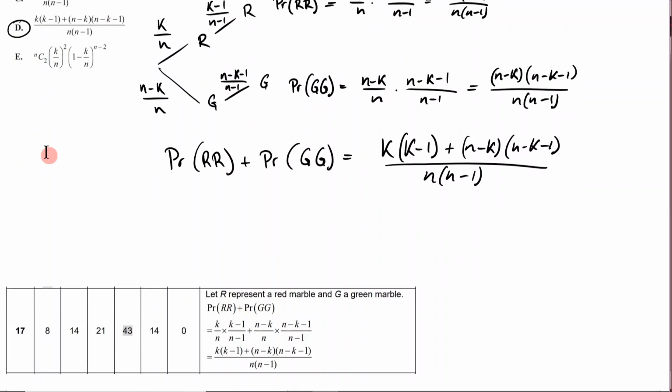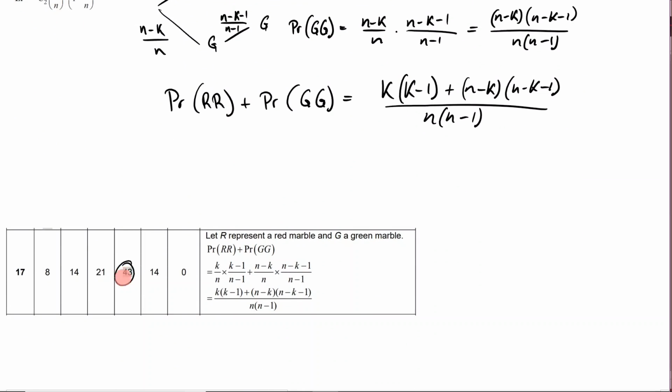Let's see how people did with this question. As you can see, 43% of people got D as the correct answer. There is your working right there, which is what we did. Overall, a pretty nice question, considering that we are coming to the end of the multiple choice section, and a pretty high percentage of people got it right.